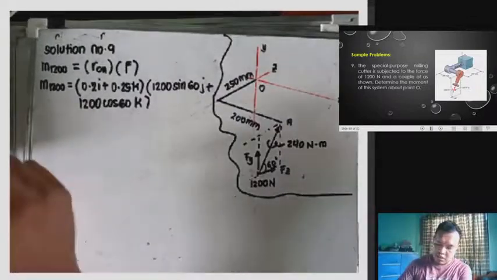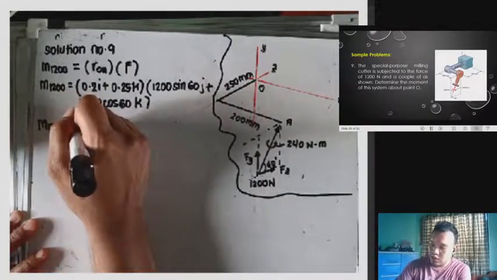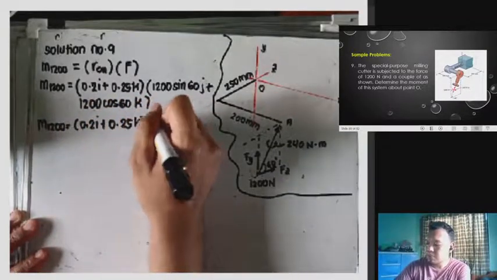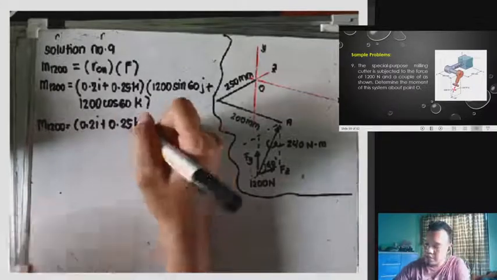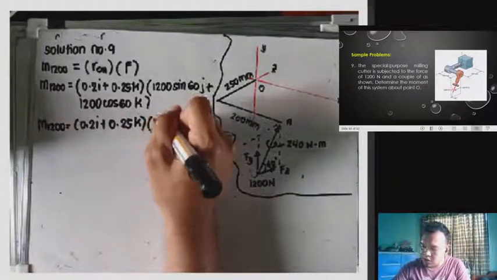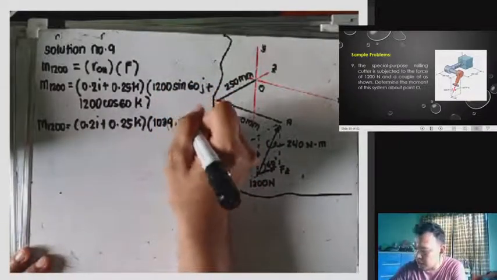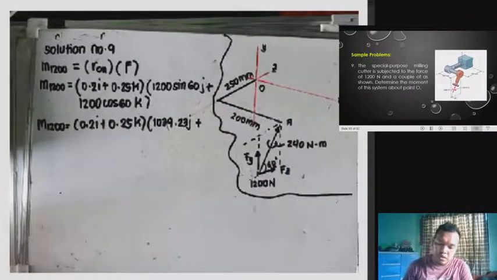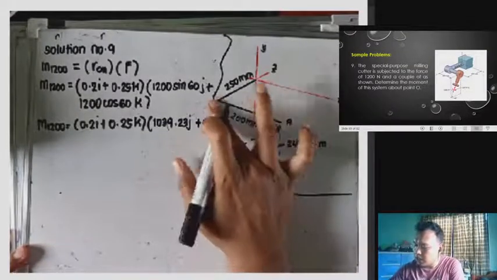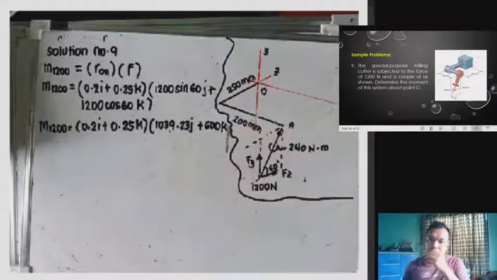Ngayon, pagsasamahin natin siya. Therefore, lalabas yan ay M 1,200 is equivalent kay 0.2i plus 0.25k. 200 sine 60 is equivalent kay 1,200 sine 60 equals 1,039.23j plus 1,200 cosine 60. We have here plus 600k. Yan.